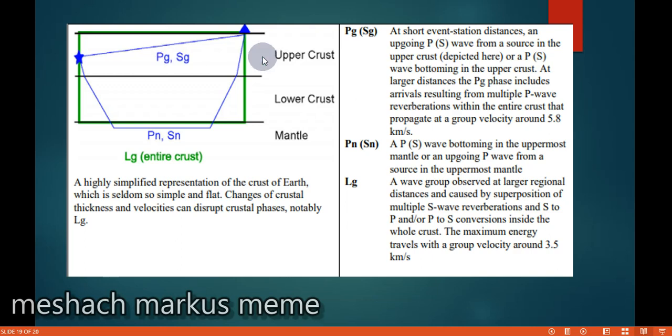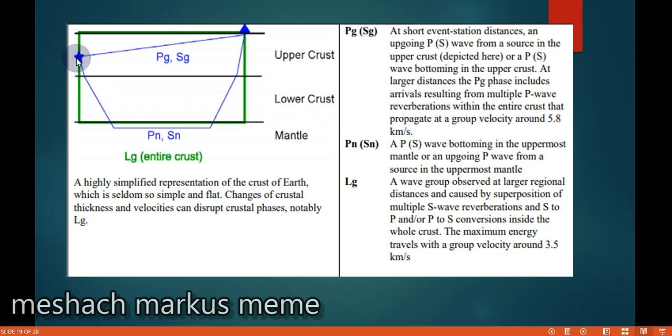For instance, from here we can look at examples of capital letter and small letter phases. Here is the upper crust, lower crust, and this is the mantle. At the upper crust we have Pg, Sg, at a short event station distance, the upgoing P, that is S waveform, from a source in the upper crust depicted here, or a Pn wave bottoming in the upper crust at a large distance. The Pg first includes arrivals resulting from multiple P waves reverberating within the entire crust that propagate with a group velocity around 5.8 km per second.